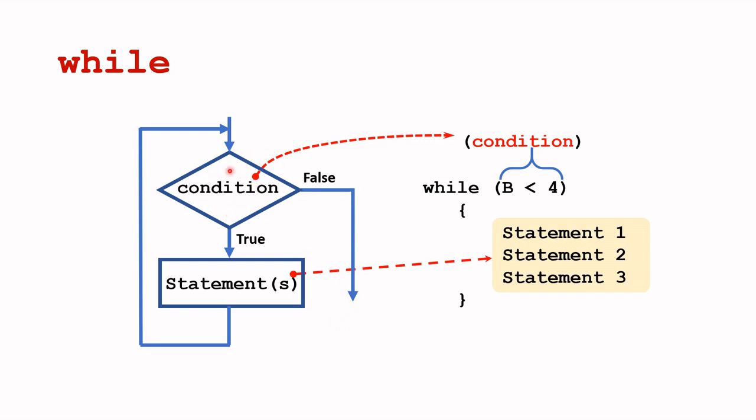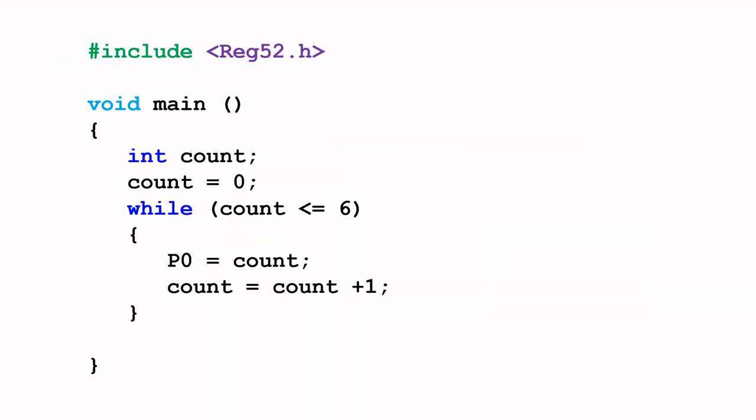So if we compare this condition here and the pseudo code here, here is an example of a condition. Here the condition is set as if B is less than 4. If this is true, then this group of statements, corresponding to the flow chart here, will be executed. If it's false, then nothing will be done and the program will exit. So let's take a look at the code here.